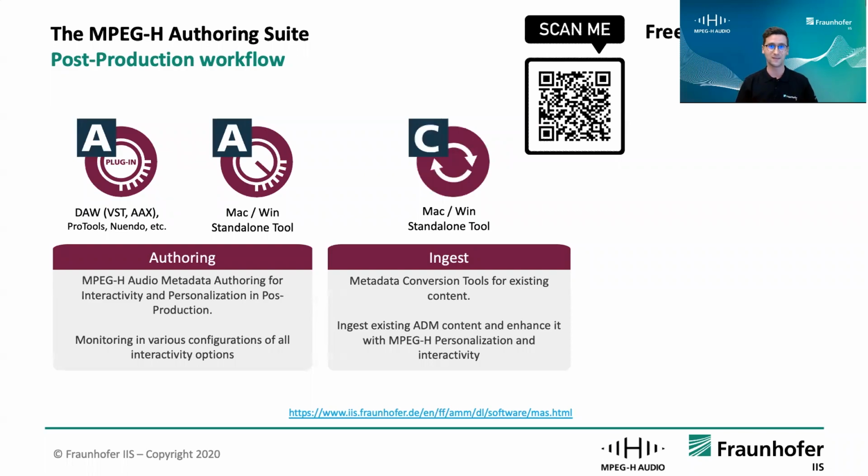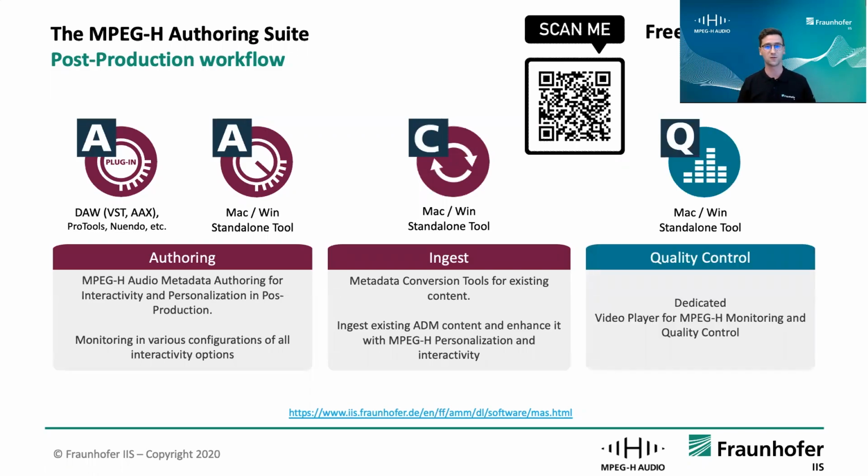If you already have existing metadata and you want to bring it into the MPEG-H workflow, you can use the MPEG-H conversion tool to convert ADM metadata into MPEG-H enabled metadata. This could also be BWF ADM or the MPEG-H production format, as we just learned. And last but not least, we have a tool for quality control, the so-called MPEG-H production format player, which you can use for the quality assurance of your MPEG-H authoring, including video playback.